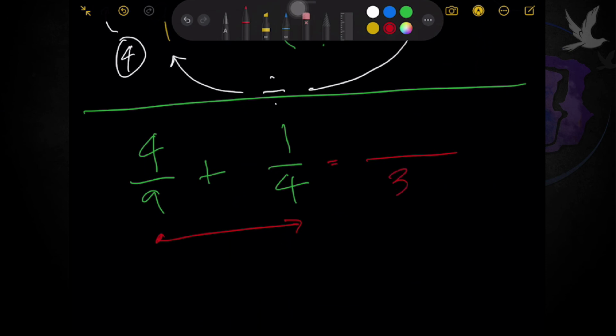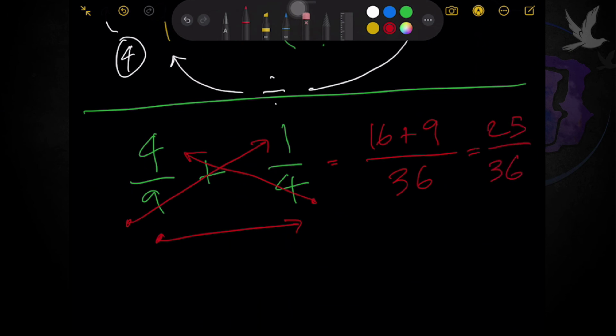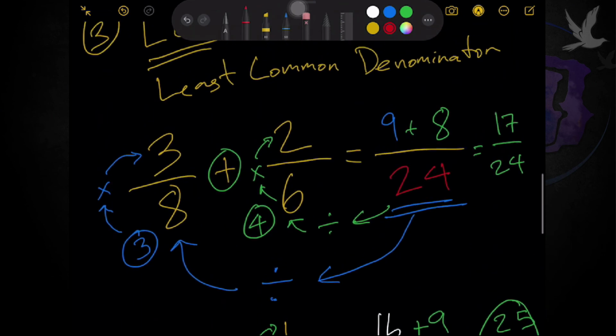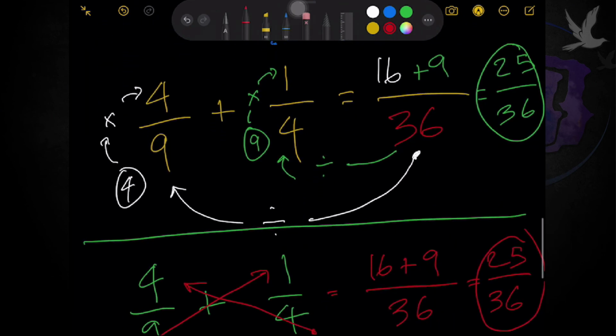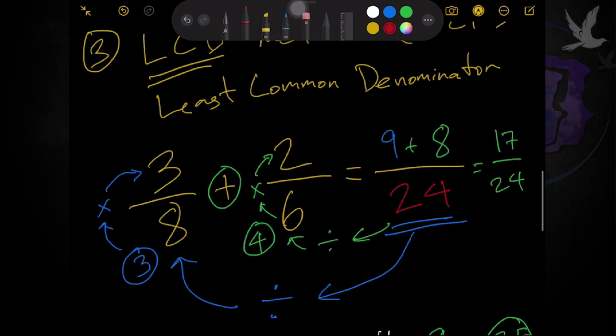9 times 4, 36. 4 times 4, 16. 9 times 1, gives us 9. And the answer is just the same. But it's not always the same. You will initially not end up with the same answer right away. Just like, for example, ito. Pero tingnan nyo to. Compare these two. We have the same answer. Now, let's try it with the numbers earlier.